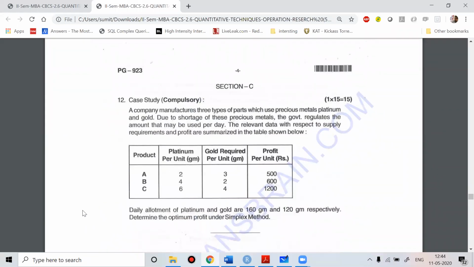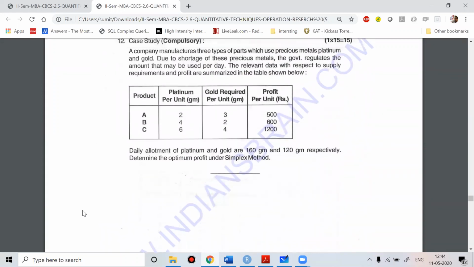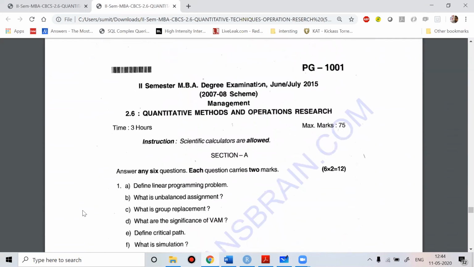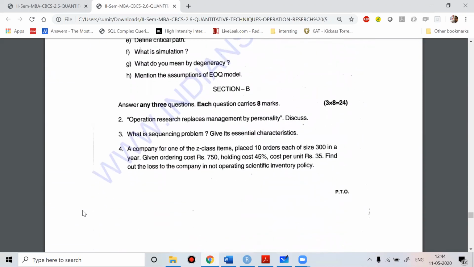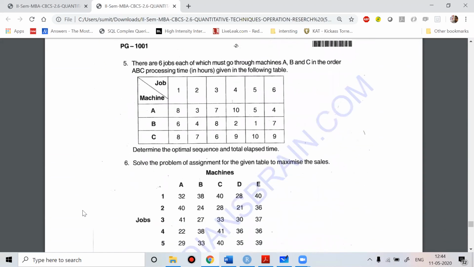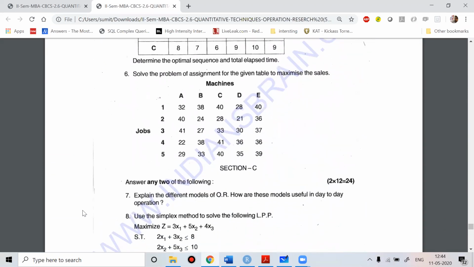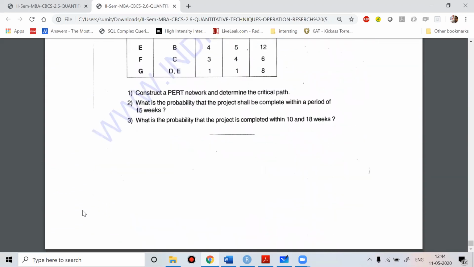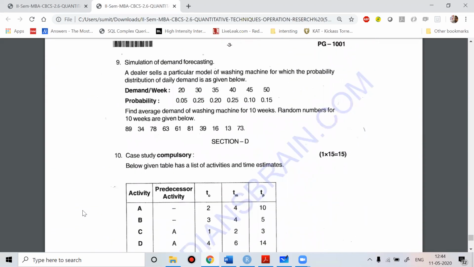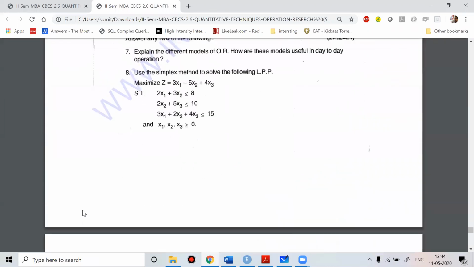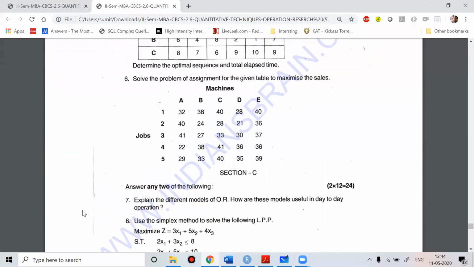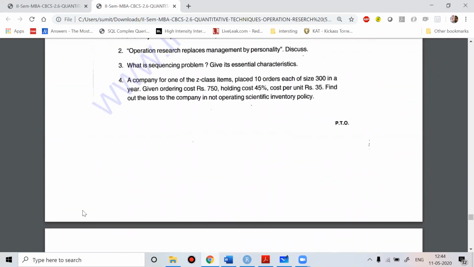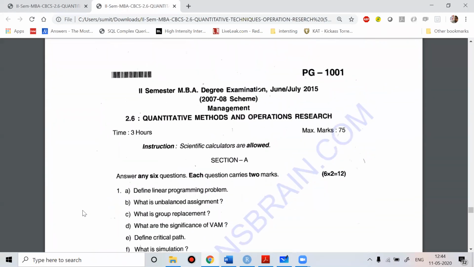This year LPP came for 15 marks. I have already done this problem for you in the LPP chapter when we solved by the simplex method. So you can see every year this transportation problem question comes. There's no doubt on that part. By this you can understand how important this chapter is.